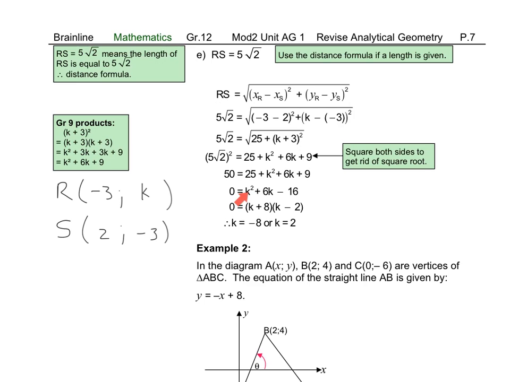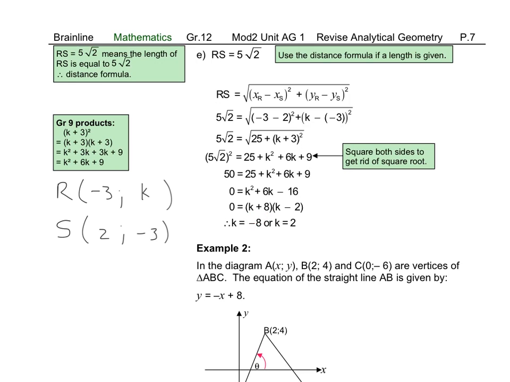The k squared remained like that, and 6k also remained like that. Now I have a quadratic trinomial which I can factorize, and k times k is k squared. 8 times minus 2 is minus 16, and I check my middle term. 8k minus 2k is 6k in the middle. To solve, each factor is set equal to 0 separately, and we solve the linear equation.